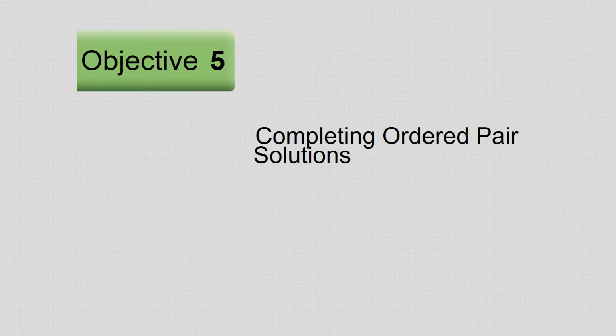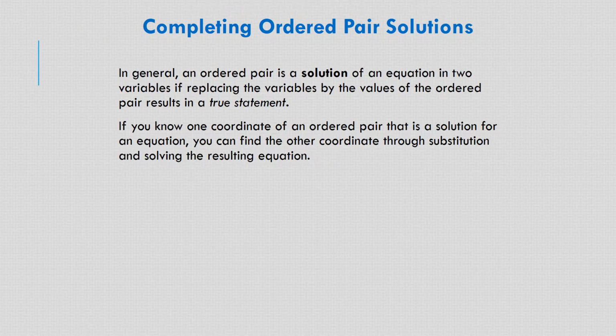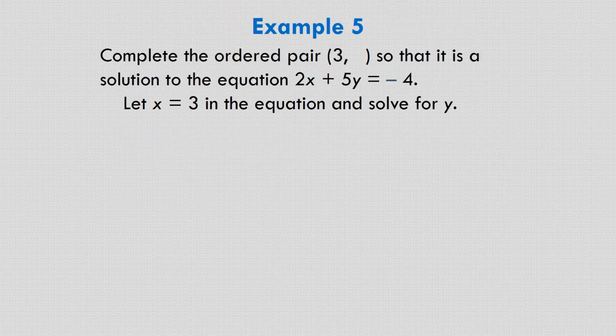So completing the ordered pair solution. What this means is that you're given only half of your ordered pair, and you need to find the other half. So in general, an ordered pair is a solution of an equation in 2 variables, meaning that you have an x and a y, or whatever the variables are being called for that problem. As long as you know one coordinate, then you can always find the other one, and we just do that by using substitution and our solving skills.